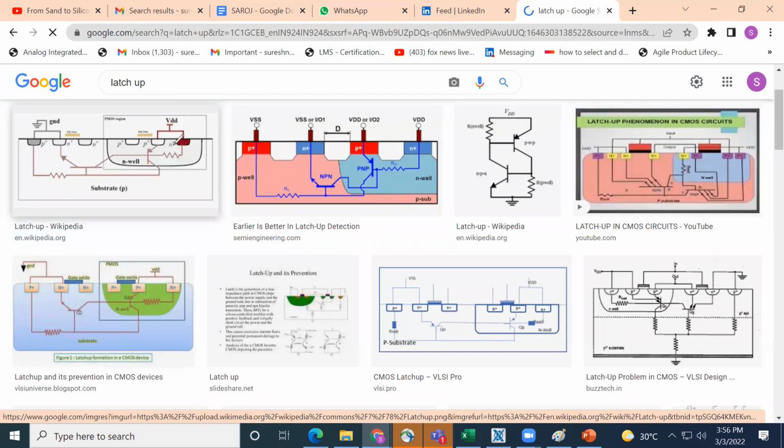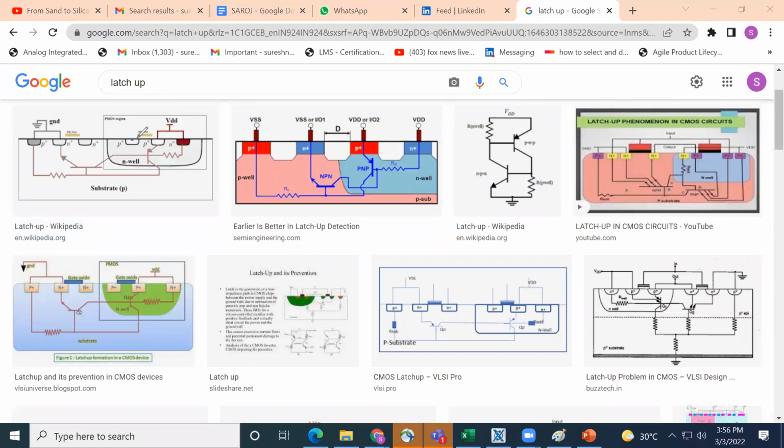Okay, so this is your PMOS. P plus, P plus, so a BJT will be formed. This is your P channel, P plus. N-well is the base. This is your base. This is your collector, emitter.